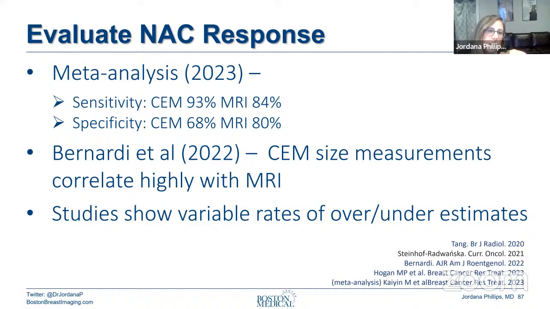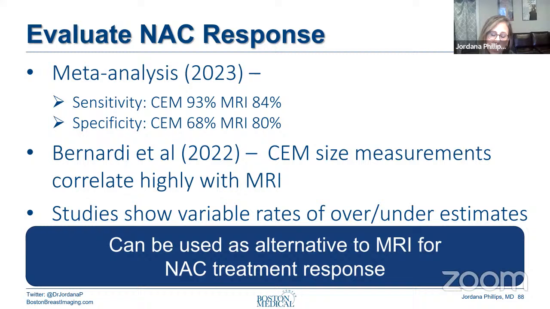Bernardi and colleagues in 2022 showed that the CEM size measurements correlate highly with the size measurements on MRI, and studies show variable rates of over and underestimates for contrast mammo and MRI, but always very similar. So it's hard to say, do they overestimate it by a few millimeters? Do they underestimate it by a few millimeters? I don't know what the exact answer for this is because the data is, like I said, very variable. But the take-home point is that these two imaging exams are very similar, and that we can use contrast-enhanced mammography as an alternative to MRI for neoadjuvant chemotherapy treatment response, especially for sure if you don't have MRI.